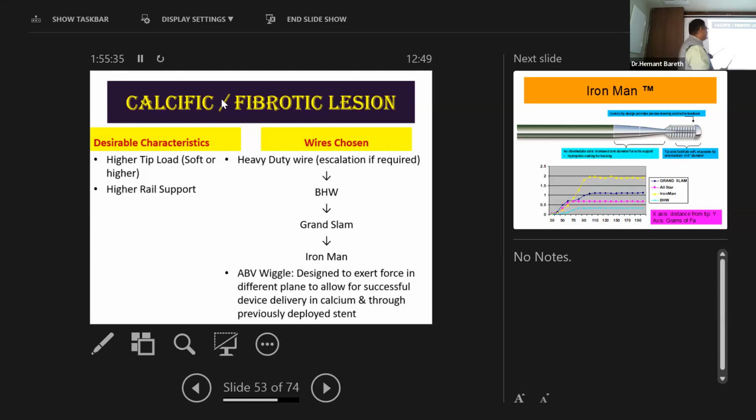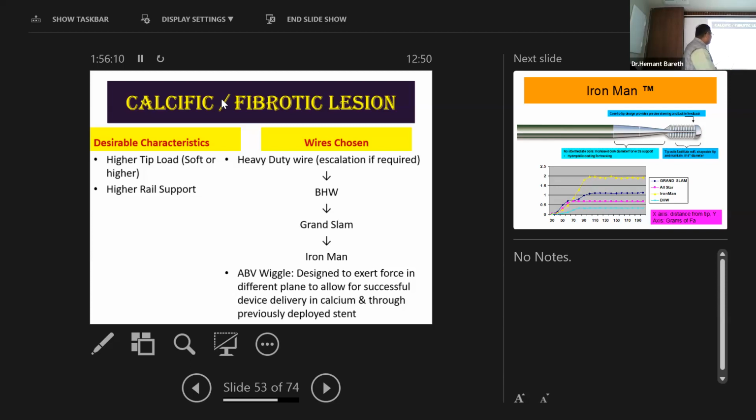So my recommendation is you can do an escalation technique. You can start with, let us say, a balanced heavyweight wire, which has a lateral support or range support of 15. And if it doesn't help, then you can move to Grand Slam wire, which has a support of about 39 or 40. If it's not possible, then you could use this special Iron Man wire, which has more than 50 lateral support. So this is the currently available wire.